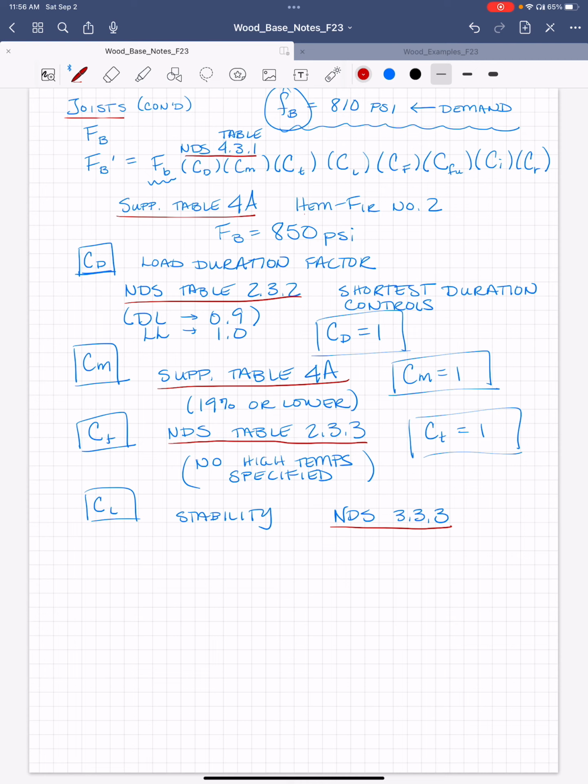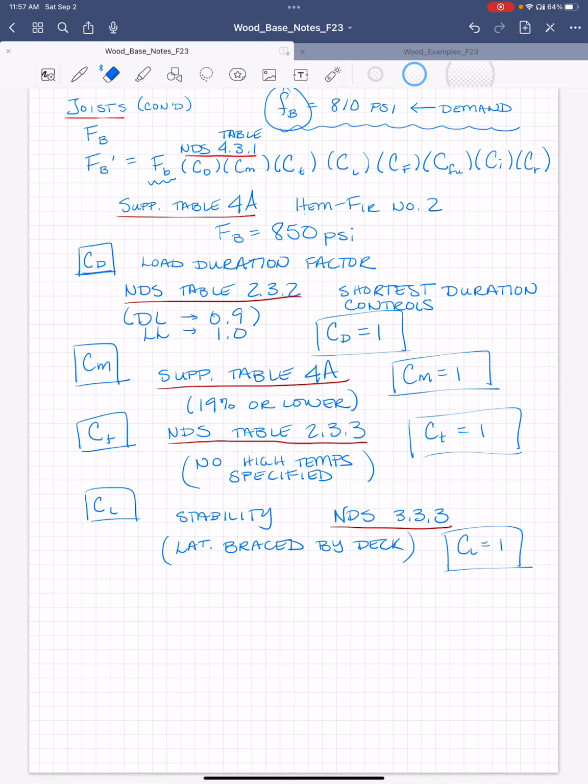Beam stability. These joists are laterally braced. And we talked about this at some length the other day. Since they're laterally braced, then I get to use C sub L equals 1. Why are they laterally braced? They're laterally braced by the deck, the plywood deck, basically. All right, so we get to use C sub L equals 1. Consistent here.